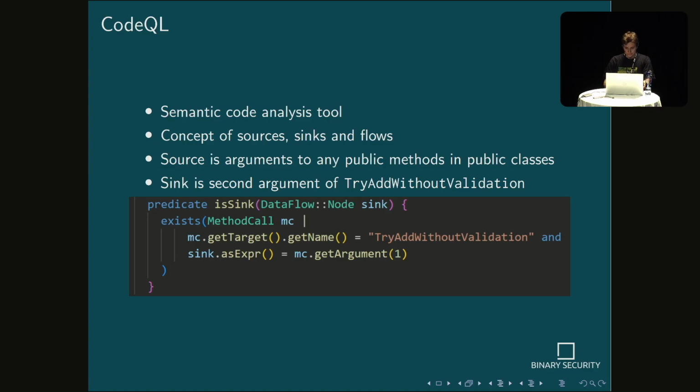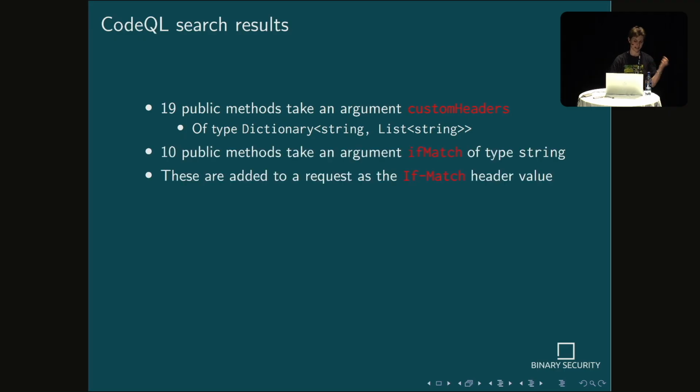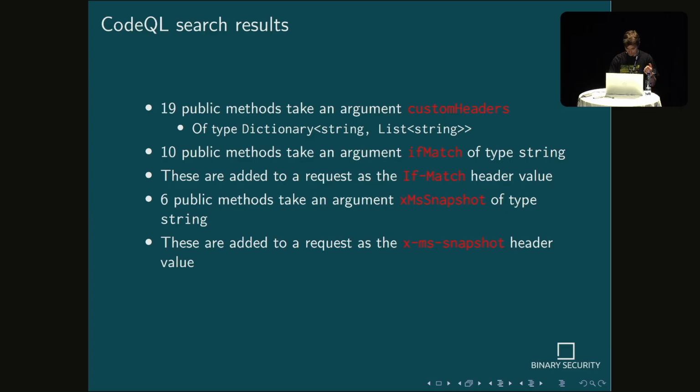What did we find? We found various things. So first of all, there are 19 public methods, in the public API of the Azure .NET SDK, which take an argument named customHeaders. So customHeaders is what it sounds like. It's a dictionary mapping a header name to a list of header values, which are supposed to be added to some request. There are also 10 public methods, which take an argument named ifMatch, which is put into a header of the same name, and 6 public methods, which take an argument named xMsSnapshot, which is put into a header of the same name. And, unsurprisingly, because it is at this talk, all of these are vulnerable to CRLF injection.